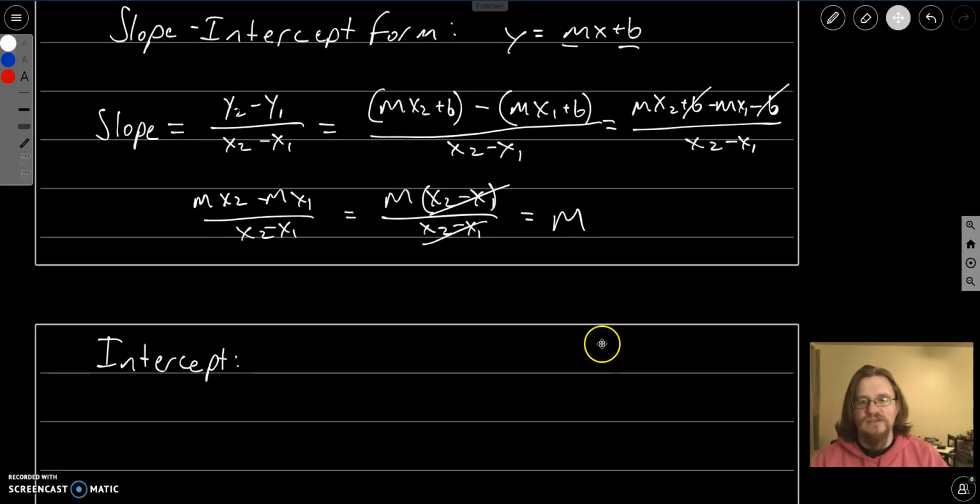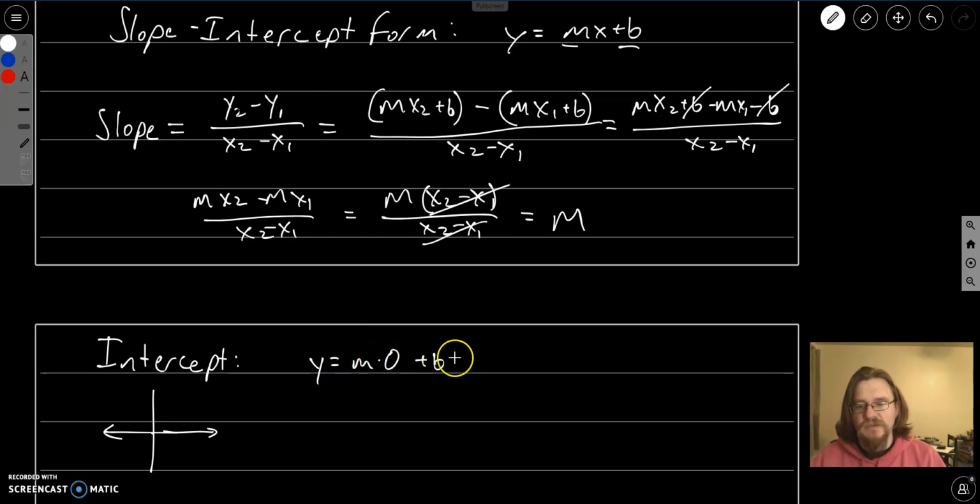The y-intercept is a little bit easier to figure out. If we think about where the y-intercept should be, well, it's along the y-axis. And along the y-axis, this is where x is equal to 0, because we're not to the right and we're not to the left. We're right in the middle, which is where x is equal to 0. So if I plug in x is equal to 0, y would be equal to m times 0 plus b, which means y is just going to be equal to b. So b is going to be the y value when x is 0. Hey, this makes sense. m is the slope, b is the y-intercept.